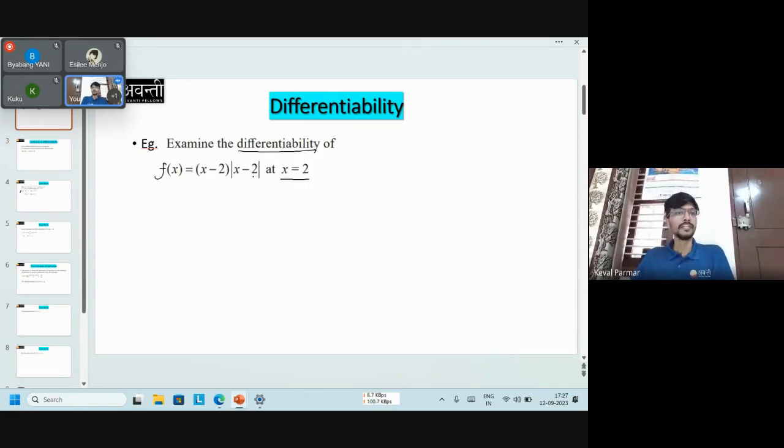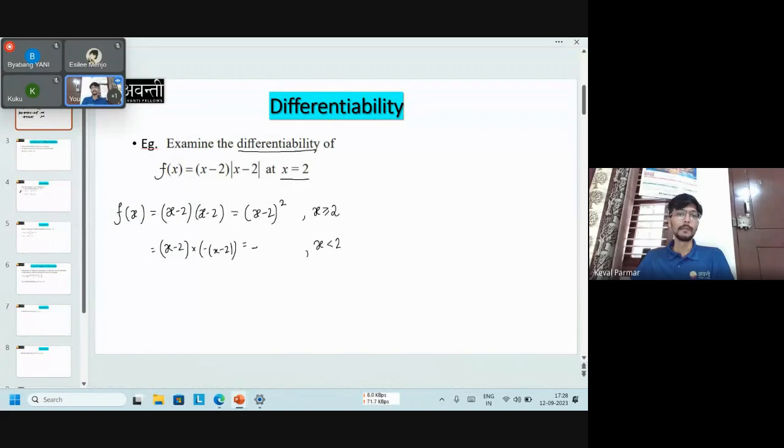We know that this is a modulus function, so it will break into two parts. f of x will be equal to x minus 2 the whole square if x is greater than or equal to 2, that is, x minus 2 into x minus 2. And it will be equal to minus of x minus 2 the whole square when x is less than 2. So this is the definition of the function we obtained.